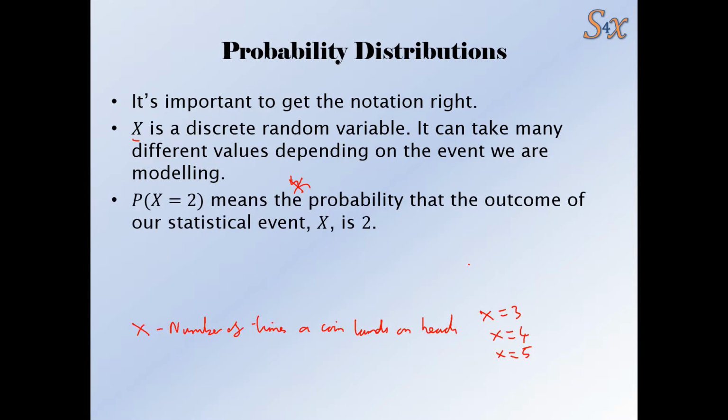So the probability X equals 2 is the probability that the outcome of our event, X, whatever it might be, so the number of times a coin lands on heads, for instance, is 2. So it holds the outcome of our event, and we can work out probabilities associated with that.